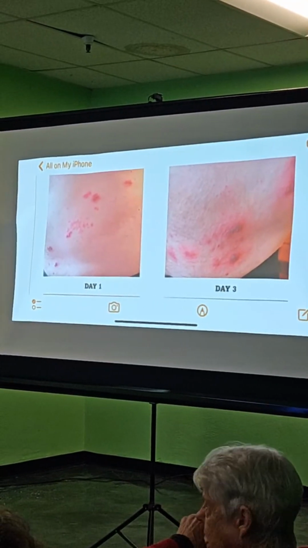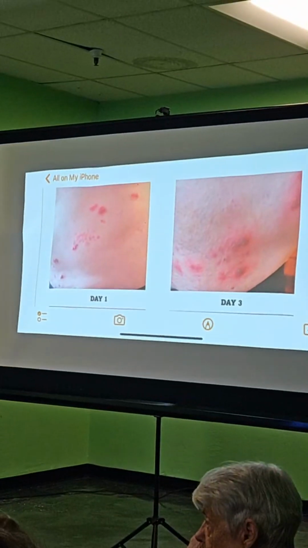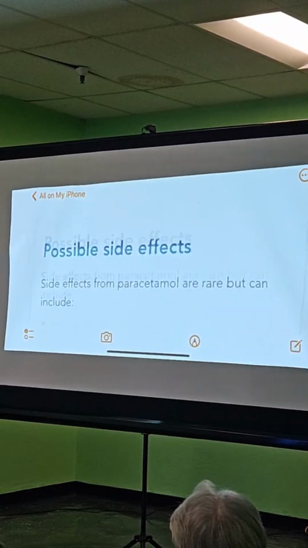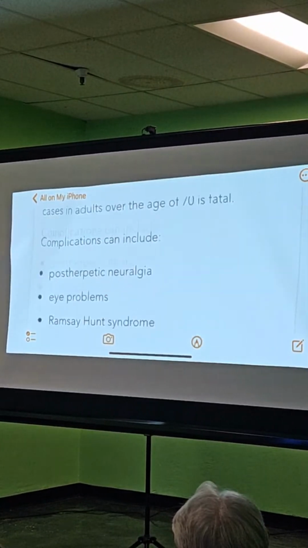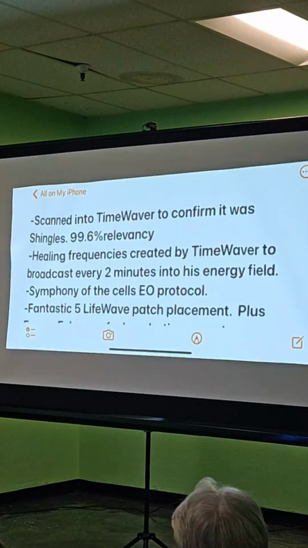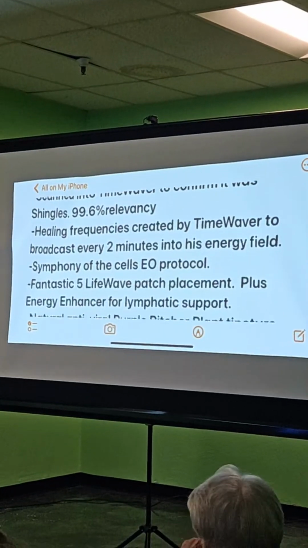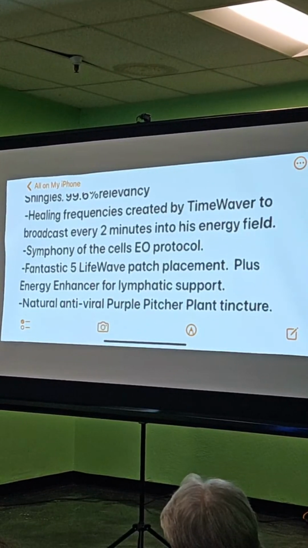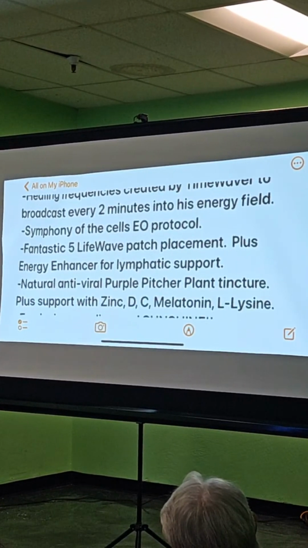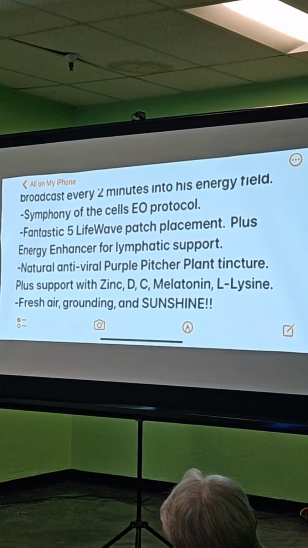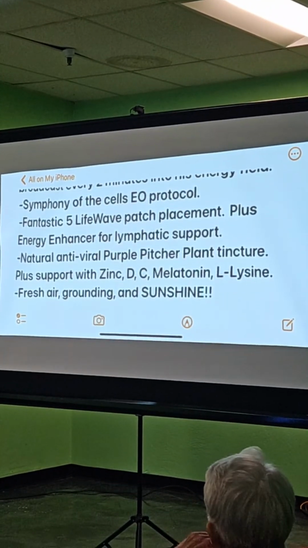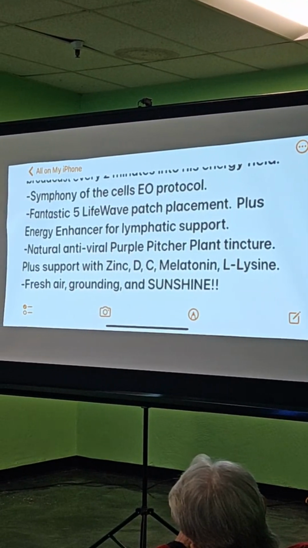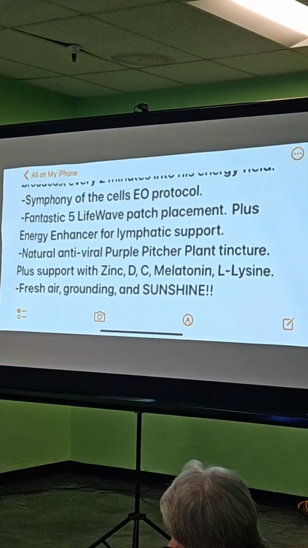And then I also had him on, I guess we could look at it like this. So this is what we did for my dad. Okay, so we scanned the time waiver, the healing frequencies, did the Symphony of the Cells, we did the Fantastic 5 Lifeway patch placement, plus I added energy enhancer for lymphatic support. Really wanted to boost that immune system, get that stuff out, okay?